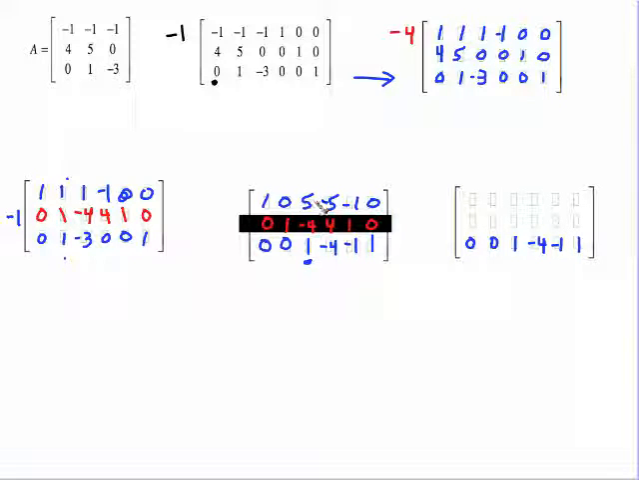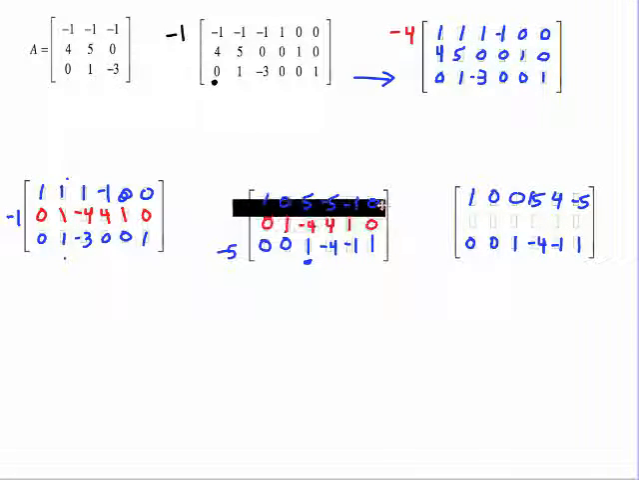To get the 5 to cancel out, this would need to be a negative 5, and the only way it'll be a negative 5 is to multiply the whole row by negative 5 and add it to the first row. So negative 5 times 0 is 0, plus 1 is 1. Negative 5 times 0 is 0, plus 0 is 0. Negative 5 times 1 is negative 5, plus 5 is 0. Negative 5 times negative 4 is positive 20, minus 5 is 15. Negative 5 times negative 1 is 5, minus 1 is 4. And negative 5 times 1 is negative 5, plus 0 is negative 5.